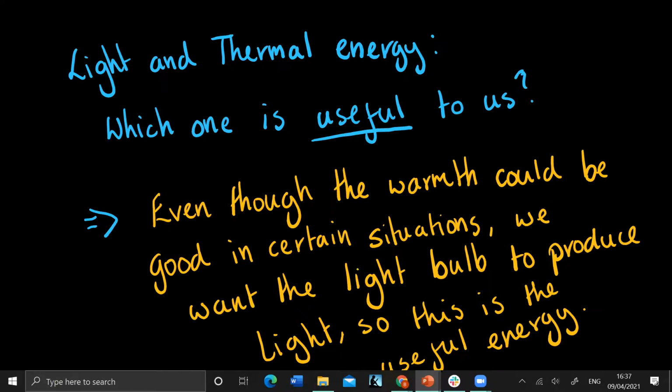So although sometimes it's cold, you might like the fact that a light bulb produces heat, so thermal energy, but that's not its primary purpose, is it? It's to produce light. So in this case, for a light bulb, light is the useful one. It seems obvious in this case, but it gets a bit more complicated later on.